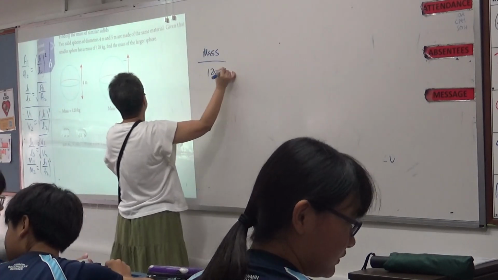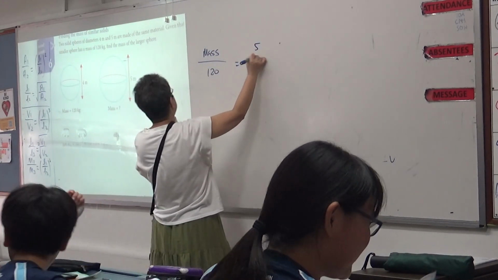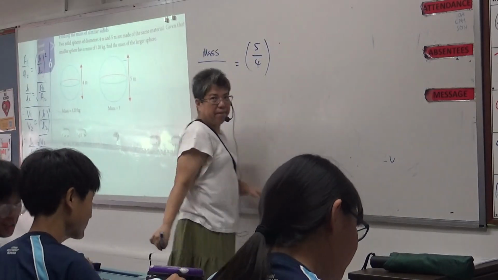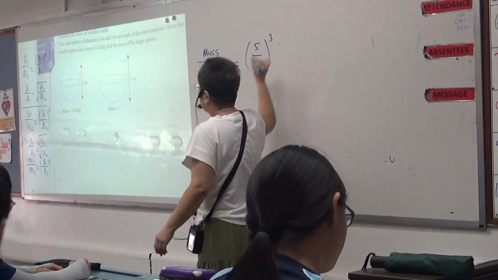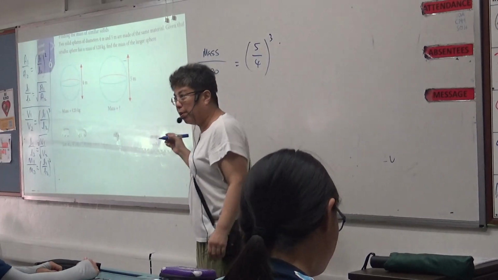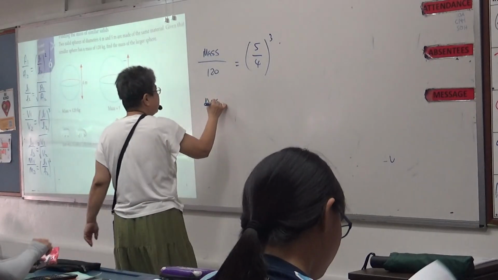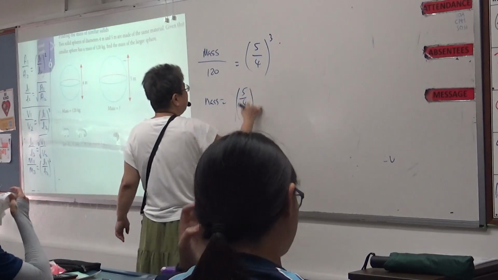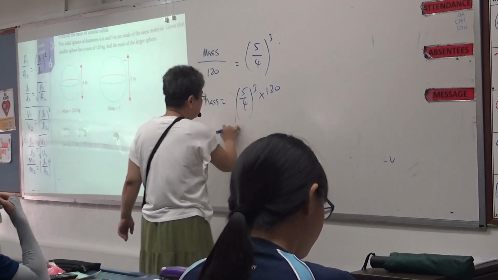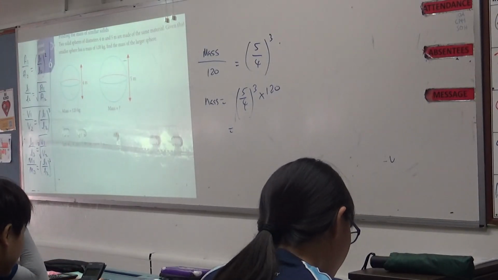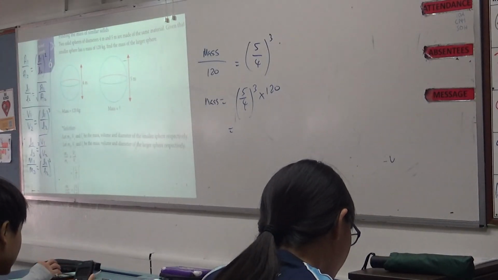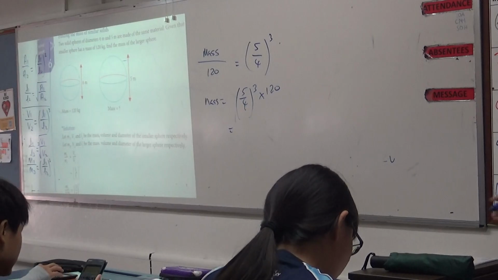Mass over 120 must be 5 over 4, cubed, right? Because mass follows volume. Okay? So, mass will be 5 over 4 cubed times 120. Okay, all of you work this out. Use your calculator so that we double check that the textbook is correct. This is an exact answer.